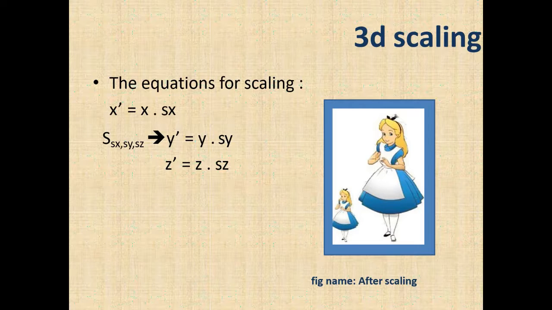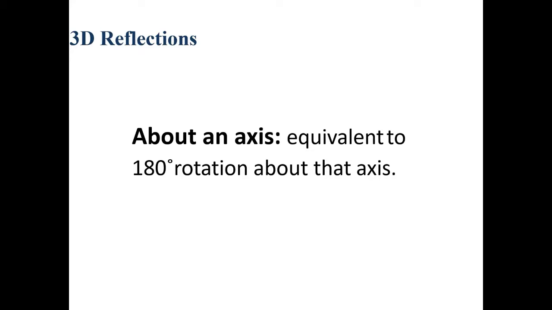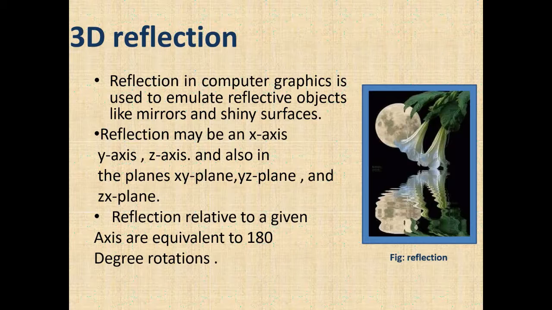So this is already done. Now for reflection, we have seen that you just negate that value around which the reflection is happening. So for this case also, we are going to see the same outcome. For 3D reflection also, the same thing is going to happen. So whenever a reflection is happening, you can see that this particular object got a reflection here, this one got a reflection here.